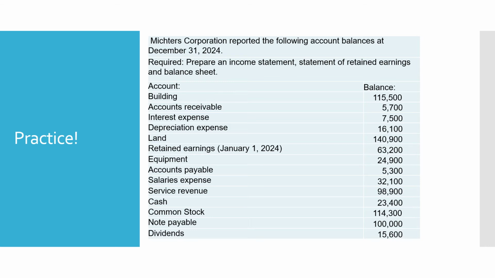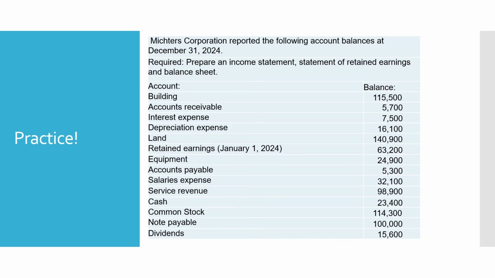The next account, land, is an asset. It's going to be reported on the balance sheet. We are preparing financial statements for the period ending December 31, 2024. So the retained earnings number that's given here is as of January 1, 2023. That is the beginning retained earnings balance that is going to be reported on your statement of retained earnings.